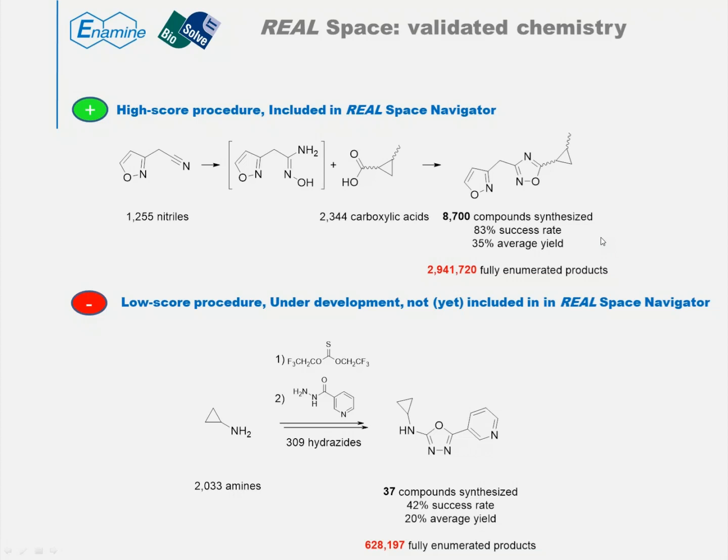In REAL space, we do not include the low-score procedures or the procedures that are under development. For example, for the direction below, you can see that it's still ongoing. Only about 50 experiments have been set, and the success rate and the yield are not great enough to include it in the REAL space.